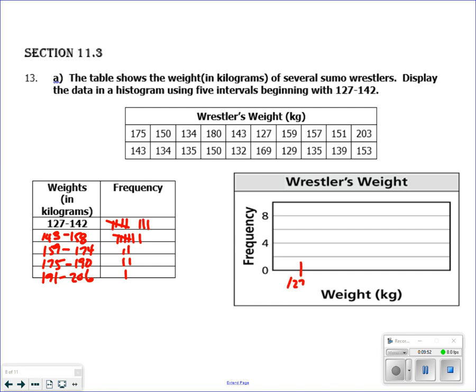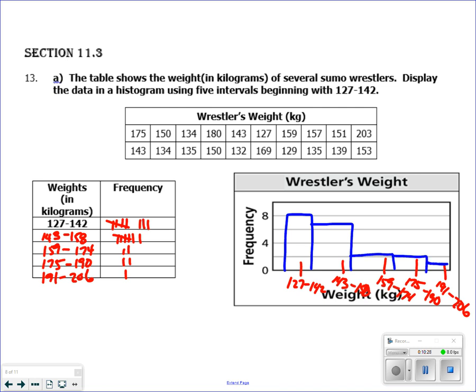So now, they already have this set up for me. I've got 127 to 142, 143 to 158, 159 to 174, 175 to 190. And then the last one, I know I didn't really make myself much room, is 191 to 206. And so now, 8 for the first one, 7 for the second one, 2, 2, and 1. So a histogram.